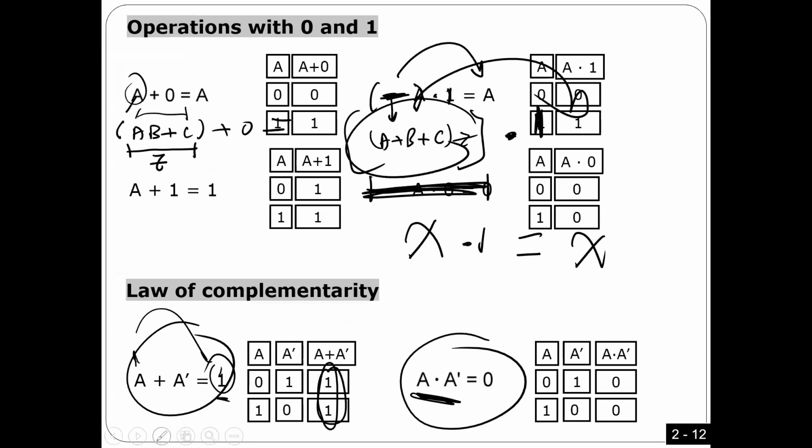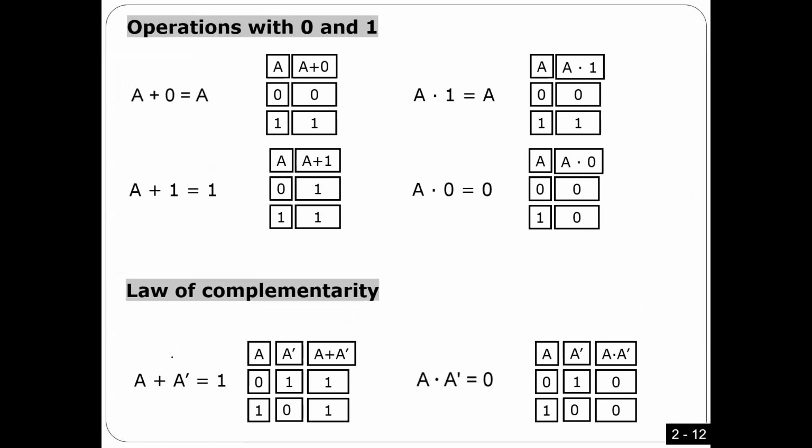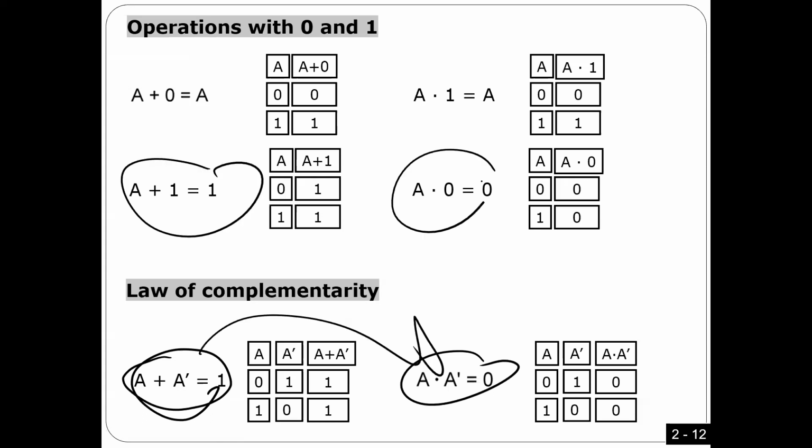So here, look here. This one and this one are dual, right? Because here AND became OR, and 1 became 0. You got what I'm saying, so these are dual. Same thing, these two are dual as well. So if you know one, you can get the other one. So here, OR became AND, 1 becomes 0.